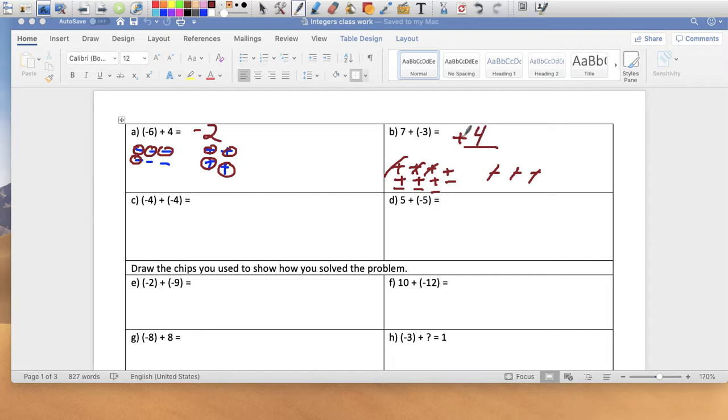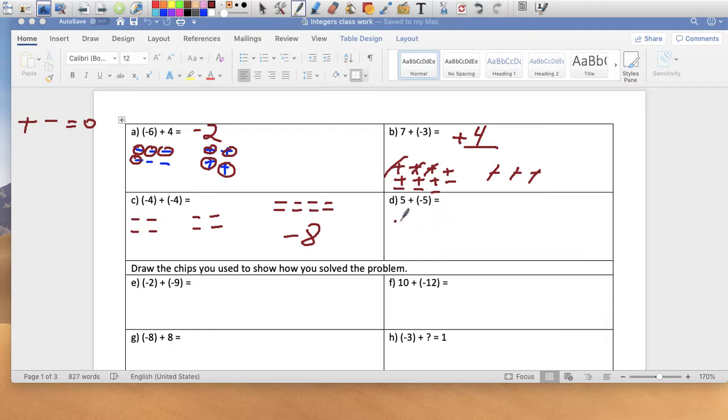4 positives. -4 plus -4, so let me see, 1, 2, 3, 4, and 1, 2, 3, 4. Can I make 0 pairs here? No, I can't, because I need 1 positive and 1 negative to make a 0 pair, right? A 0 pair is made up of 1 positive and 1 negative, and that equals 0. They're all negatives here. So if I add them together, which is the operation here, I'm just going to have 1, 2, 3, 4, 5, 6, 7, 8, a much larger group of negatives. So final answer, -8, right?